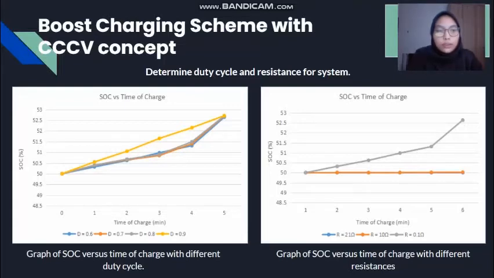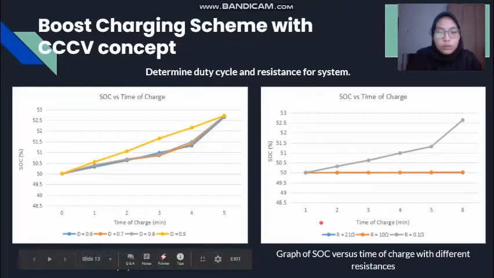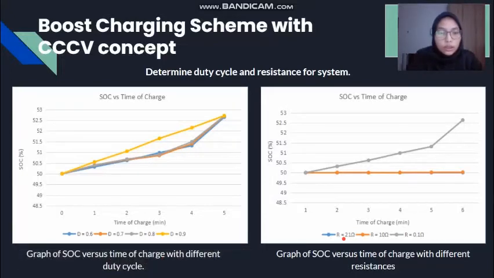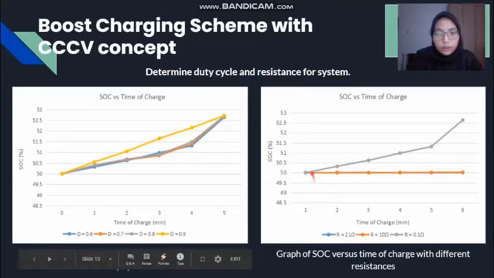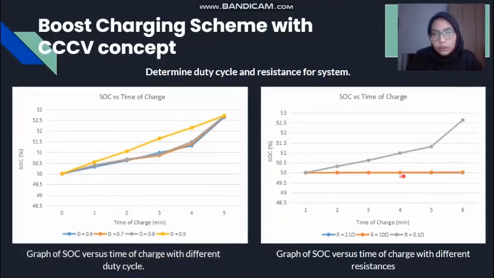Some of the boost charging parameter values are slightly different from the basic boost converter circuit simulation because some values are only suitable for an electrical load but not proper for a battery charging scheme, and it also may affect the result. For example, the resistance used in the boost converter is 21 ohm. As we apply the 21 ohm to the boost charging scheme simulation, the response to charge the battery became slower. We can also see here the increment of SOC is very small.